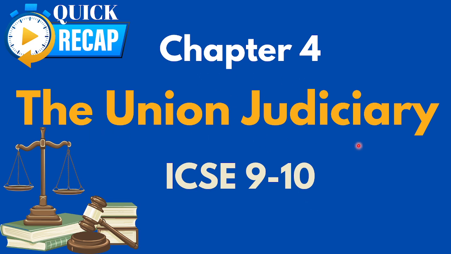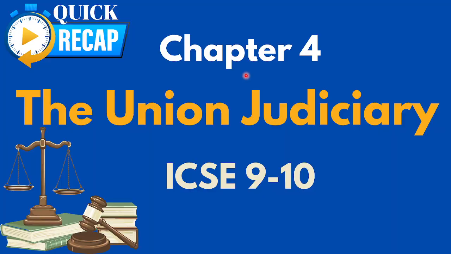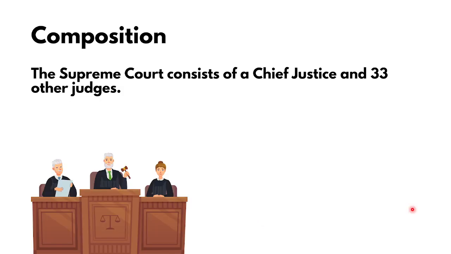Chapter 4, the Union Judiciary. This is for a quick recap just before your board exams. So the Union Judiciary is basically the Supreme Court. Let's talk about the facts of the Supreme Court. It is at the apex of the entire judicial system. It settles the disputes between the center and the states, and it protects the fundamental rights of the citizens.